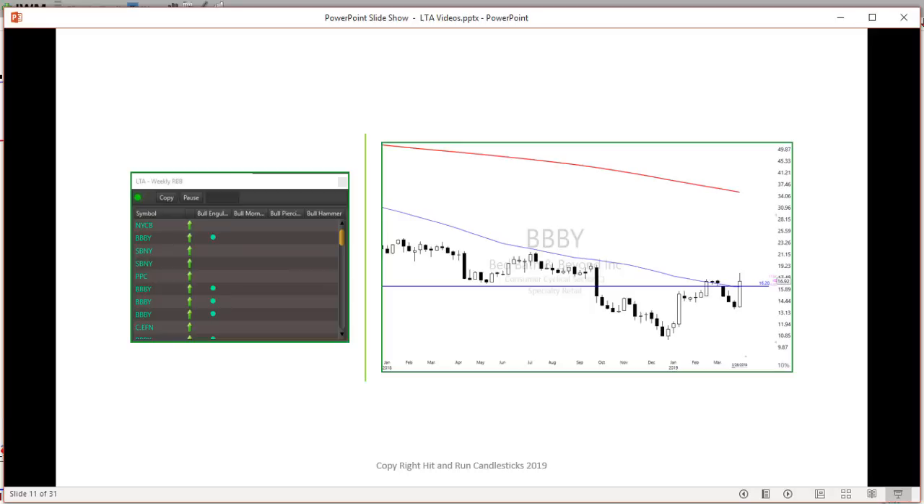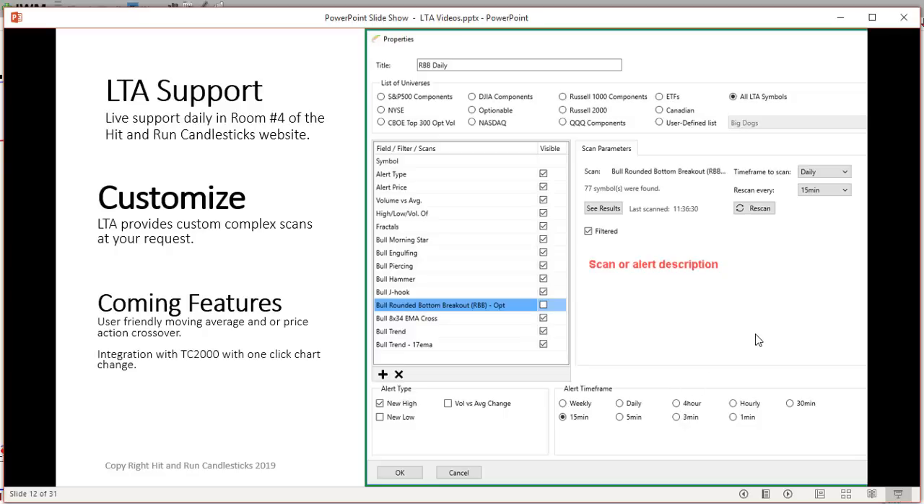So here it is, BBY, giving us that bullish signal as it starts moving up over the 50-day simple moving average. Oh, wow, I went faster than I thought. All right. Here are a few things I want to show you inside the scanner when we set up a window. This is the exact window I have set up for my RBB, and you can see it's called RBB.